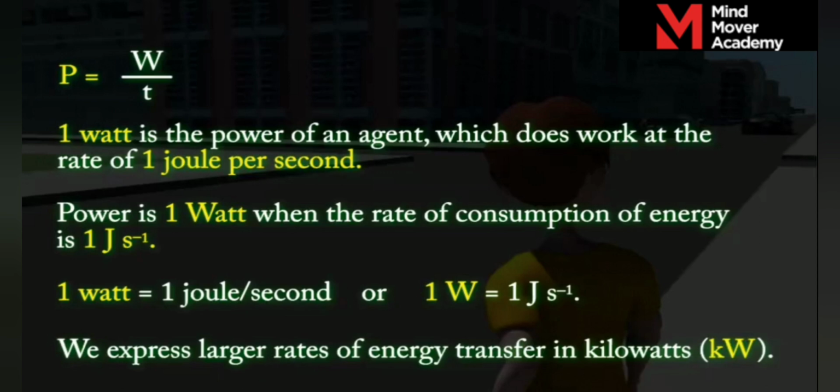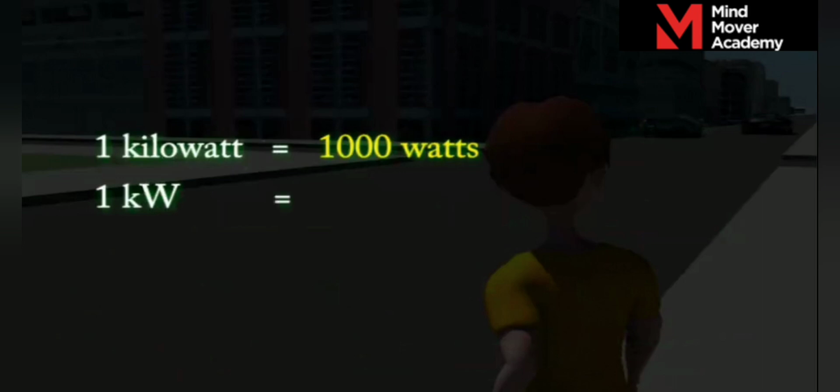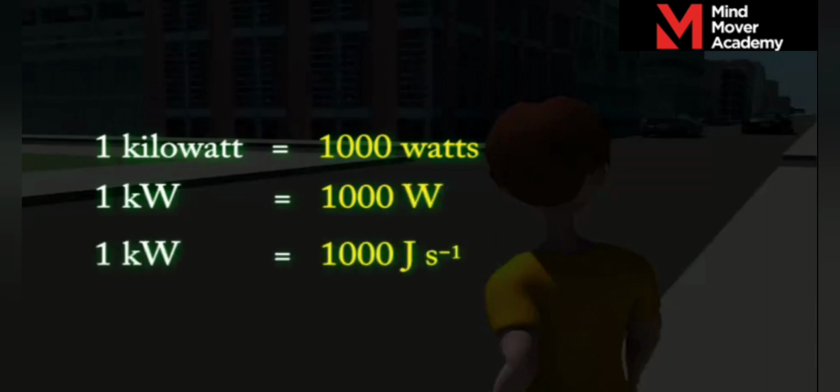We express larger rates of energy transfer in kilowatts or kW. 1 kilowatt is equal to 1000 watts. 1 kW is equal to 1000 W. 1 kW is equal to 1000 J s raised to the power minus 1.